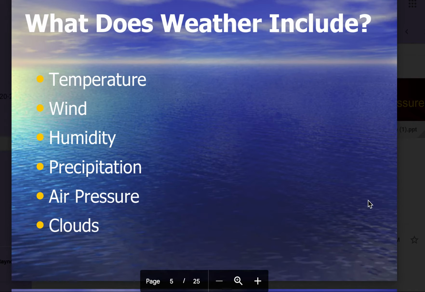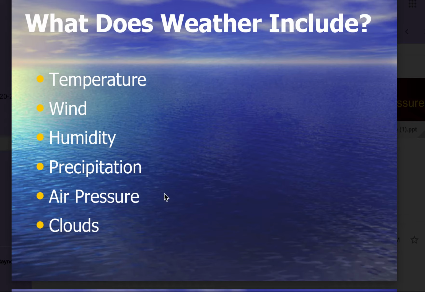So things that we say when we're talking about weather, the main thing we say a lot is temperature. How hot is it? How cold is it? What's the temperature outside? A big part of weather is wind. Humidity, we hear that a lot around here, how humid it is outside. We'll talk about that more, but humidity is the amount of water in the air. Precipitation, that's how we talk about rain, sleet, snow, hail.